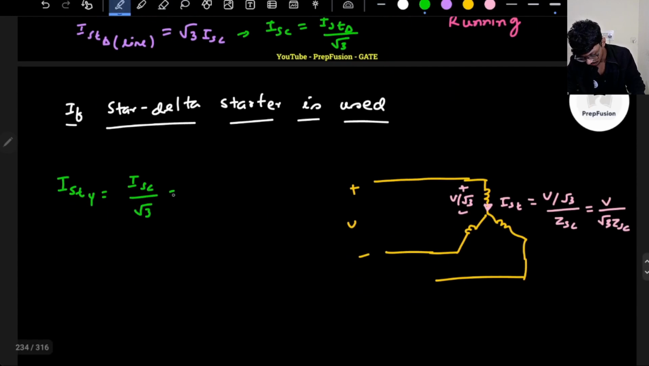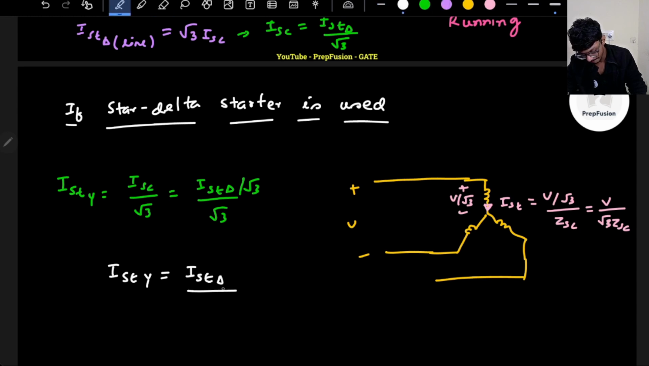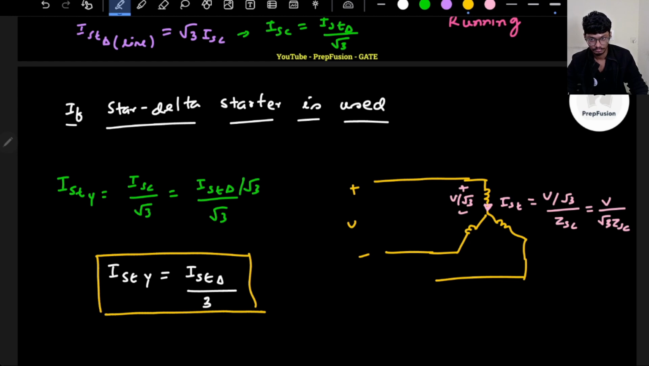So ISC is I starting delta divided by root 3. So basically what is happening, compared to the delta, the current is getting reduced by 1/3. So my I starting of star is I starting of delta divided by 3. So current is getting reduced by 1/3, right?